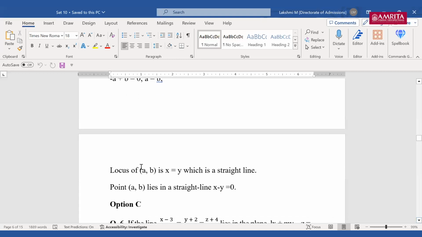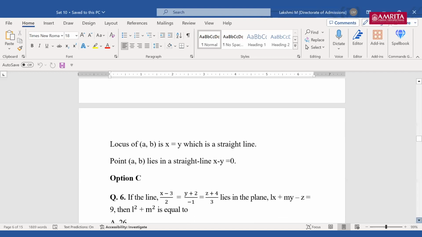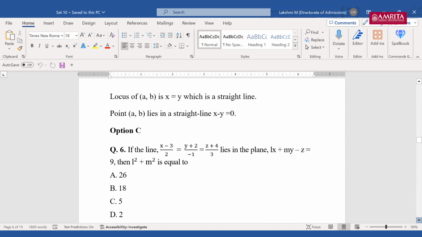So when I have something like x equal to y, which is obviously the equation of a straight line, that is x minus y equal to 0. A very simple question, a very basic idea. You just need to substitute for the values.